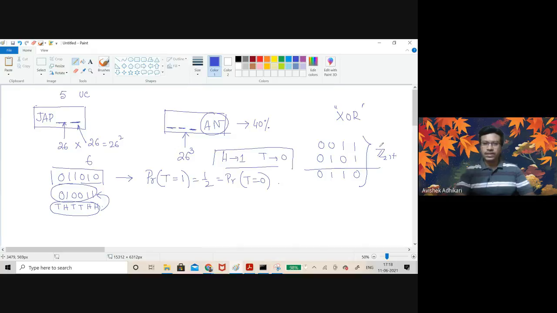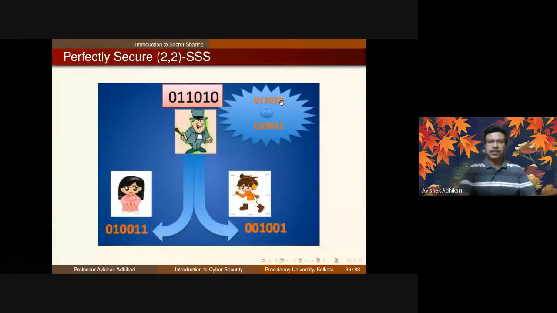This is nothing but addition modulo 2. So we know that Z2 plus is a group, and if you consider this as an element of Z2, then if you just make an addition modulo 2, the same thing will happen. 0, 0 gives you 0, 0, 1 gives you 1, 1, 0 gives you 1, and 1 plus 1 becomes 2, and in Z2 that becomes 0. So XOR and addition modulo 2 are exactly the same thing. Okay. So the dealer will do basically the bitwise XOR operation with these two strings.